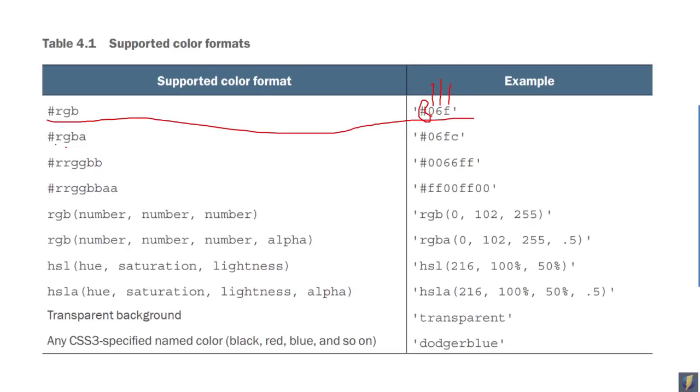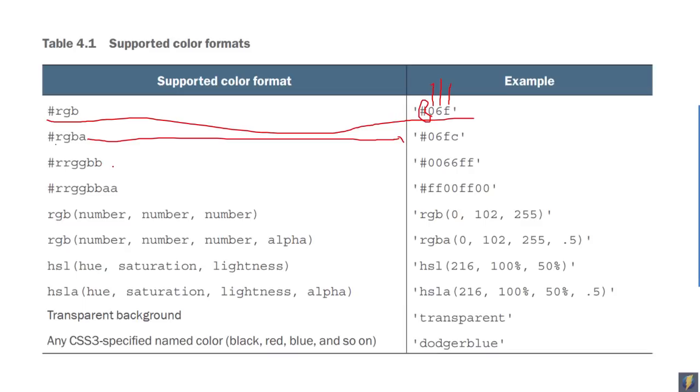And another is RGBA. A is opacity. It means transparency. If A is zero, it's completely transparent. If A is one, it is the maximum. It's not transparent.